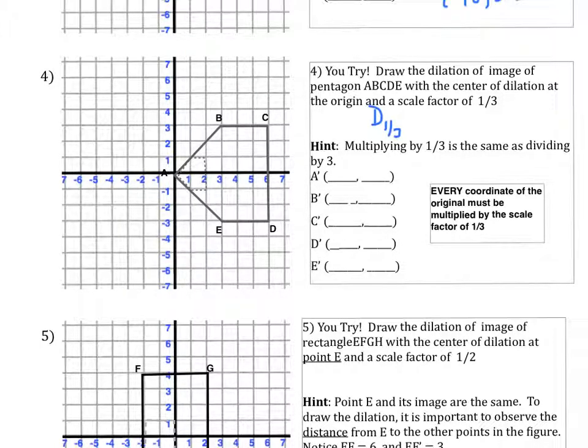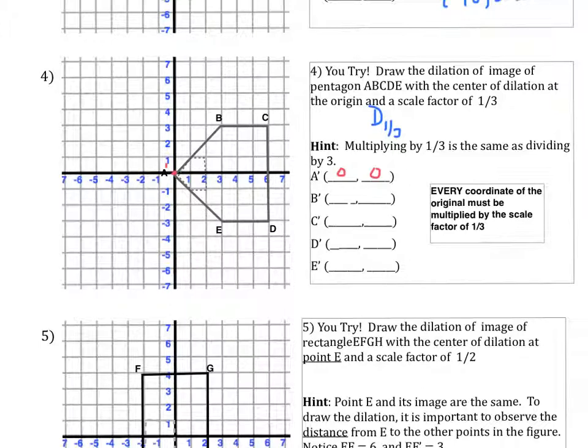So if we wanted to do this just algebraically, because it's centered at the origin, you can multiply every x and y value by 1/3, or again, you could divide each of them by 3 in order to create your new points. So keep in mind that the center of dilation is the origin, and I see that that's where point A is. Well, A prime would still be 0, 0, because 1/3 of 0 is 0, so it makes sense that A and A prime would be the same point.